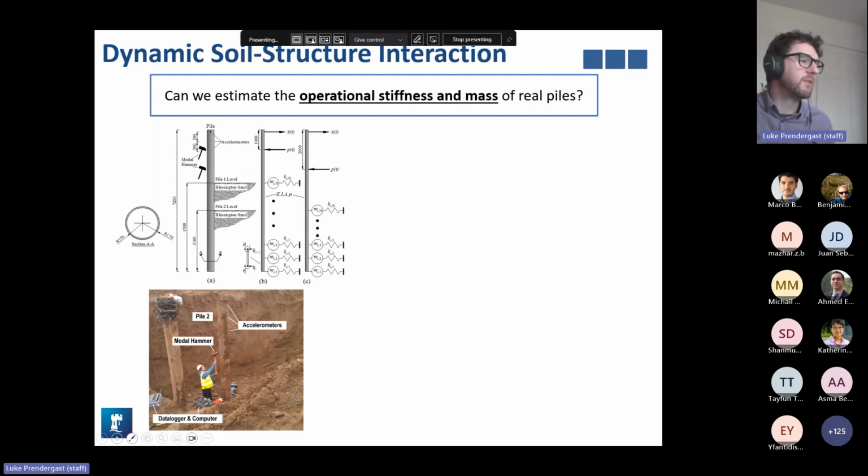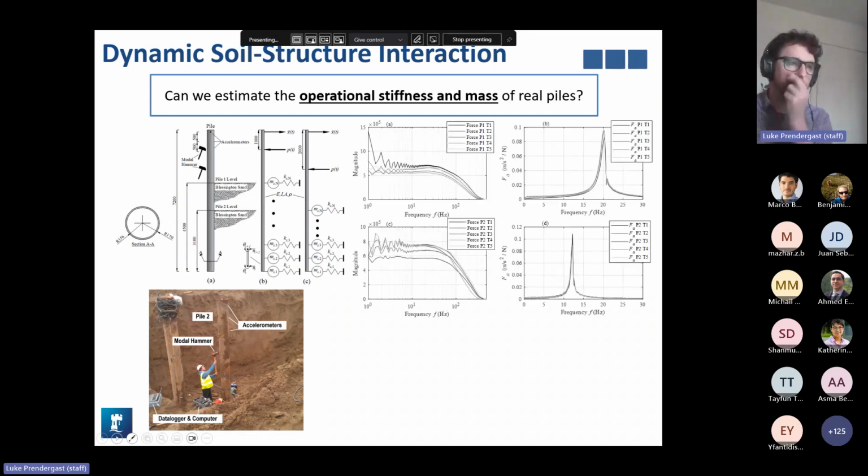So we impact tested the pile at a location, we measured the response, and that allowed us to get the frequency response function, which we used as the target in the prediction. And then we started the idea of saying, okay, let's see if we can actually predict the real operational stiffness. So this was quite interesting. The experimental data for both piles is as follows.